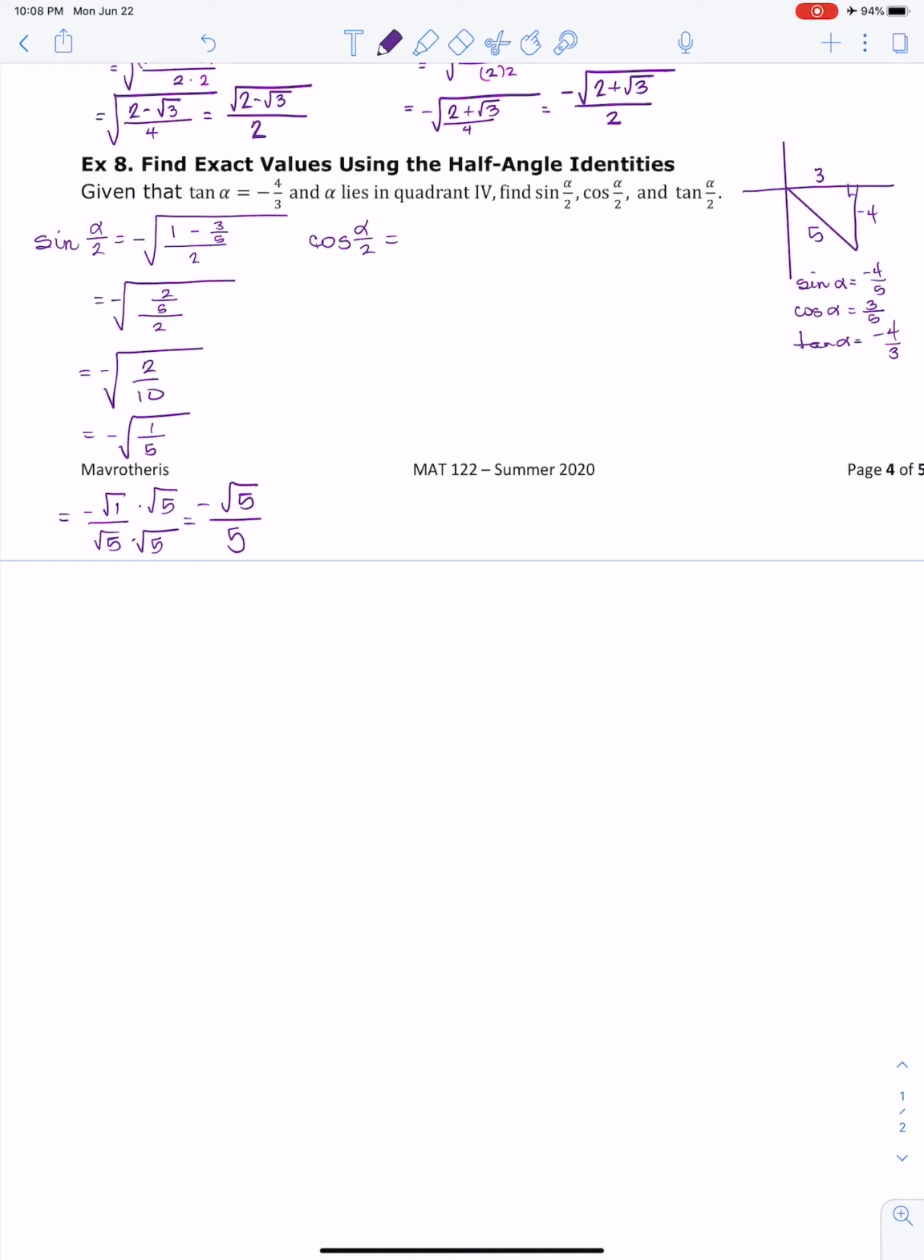Cosine. Quadrant 4, our cosine is positive. I got 1 plus 3/5 all over 2, which is 8/5 all over 2, which is the square root of 8/10, which is the square root of 4/5. I'm going to rationalize that denominator. Square root of 4 is 2. We end up with 2 square roots of 5 over 5.